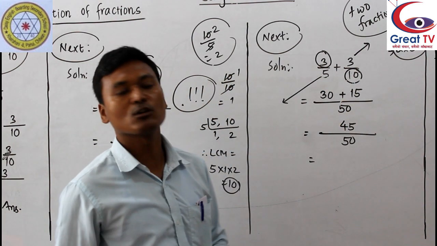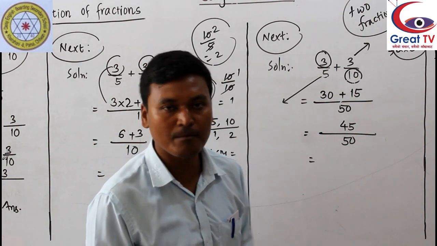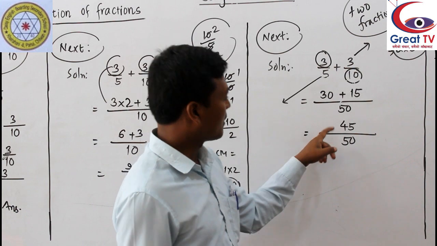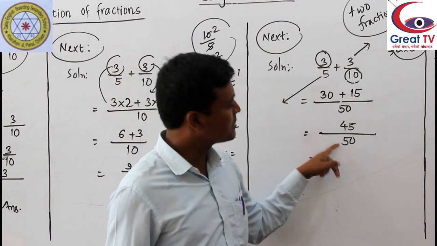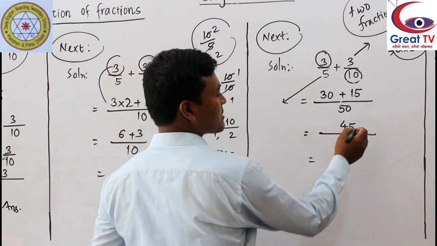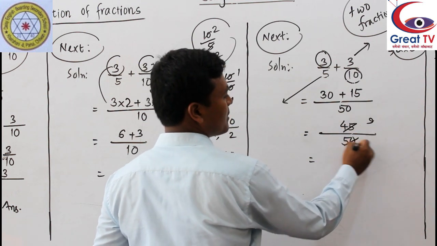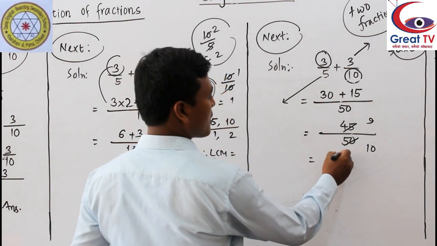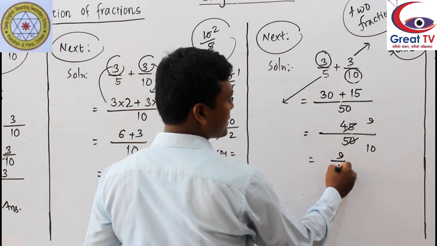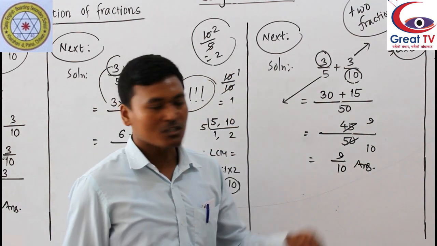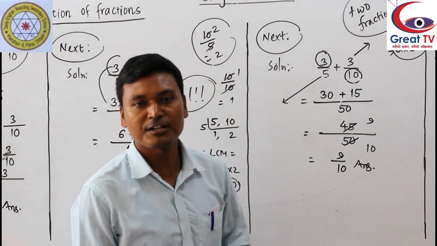Then after this, we know very well the answer should be written in simplest form. We can reduce in simplest form by cancelling. I hope you know very well. They both are divisible by 5. 5 9s are 45, 5 10s are 50. After this we can't reduce. So 9 over 10 is the remaining answer. This is the answer. So this is the direct idea, my dear students.